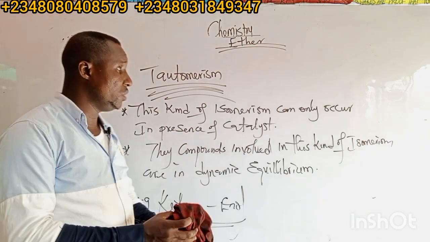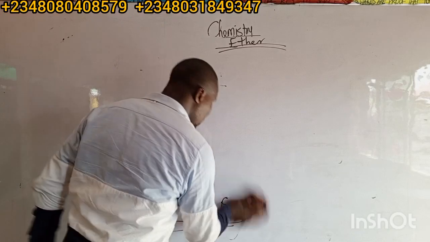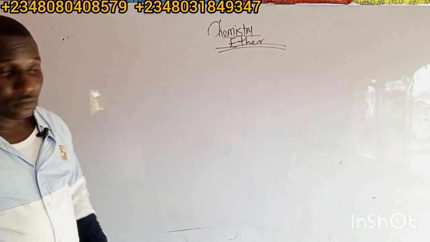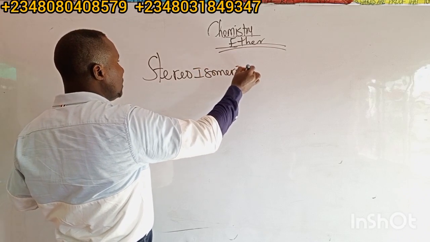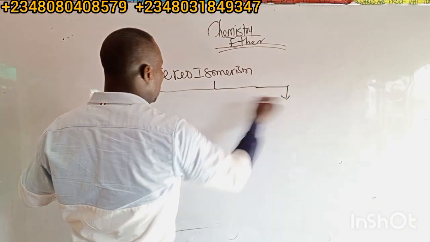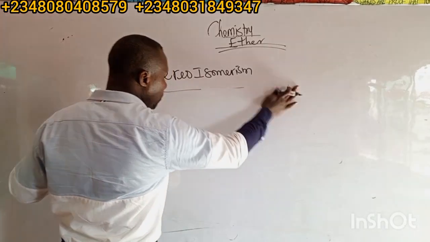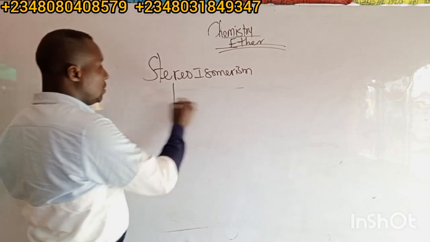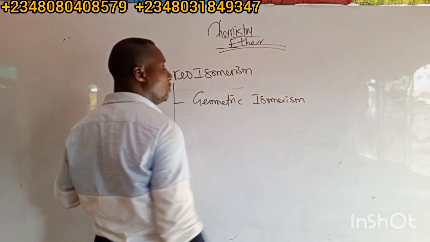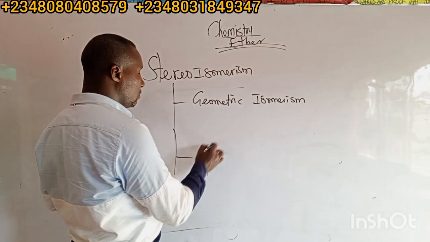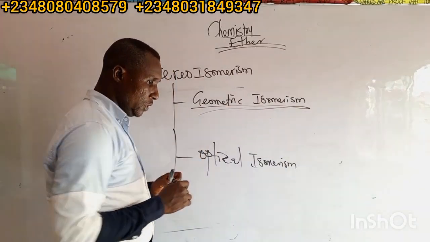Let us go to the last one for today, which is stereoisomerism. I said this one can be divided into two. I will quickly explain this because of time. We have configurational isomerism and conformational isomerism. I won't talk on conformational isomerism. I will only talk on geometric isomerism and optical isomerism. Take this one, geometric isomerism.